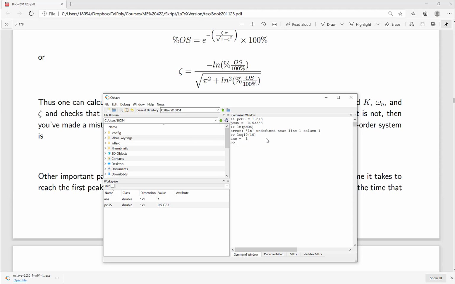You can actually prove this too. Well, I'm just going to continue on. I don't want to get sidetracked here. So if I want to put this formula in, I want to calculate zeta, and it's equal to log, and then PCOS. Actually, it's a negative, so I can go back and put a negative sign in front of that log.